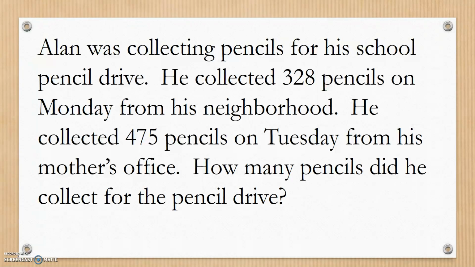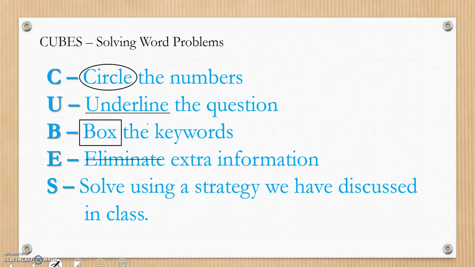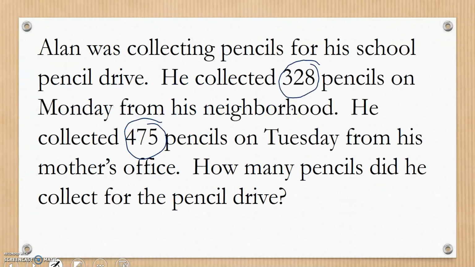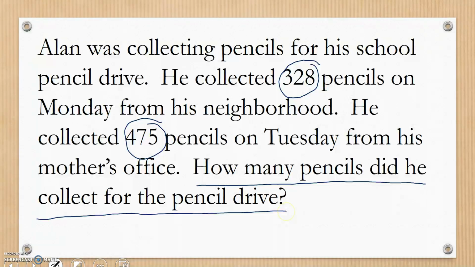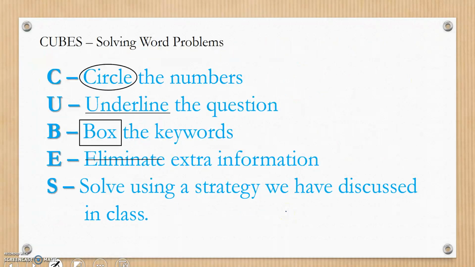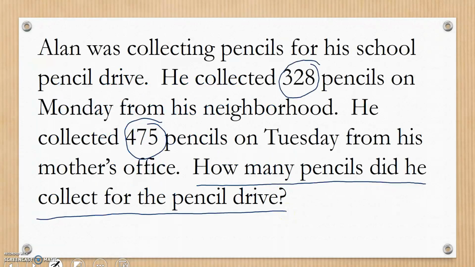So the first thing that I'm going to do, if I go back to my strategy, is circle the numbers. So my numbers are 328 and 475. Next, I'm going to underline the question. So I'm going to find how many pencils did he collect for the pencil drive. Next, I'm going to put a box around the keywords, and this tends to be the most difficult part, trying to find those keywords.